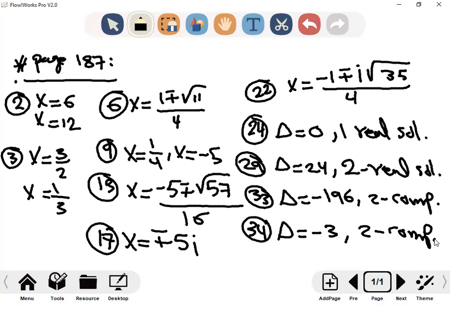What's the problem with 22? One moment, we will do 22, sorry. A is 4, B is 2, C is 9. Did you find delta? How much is delta?